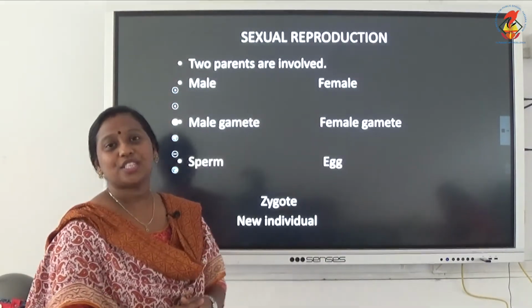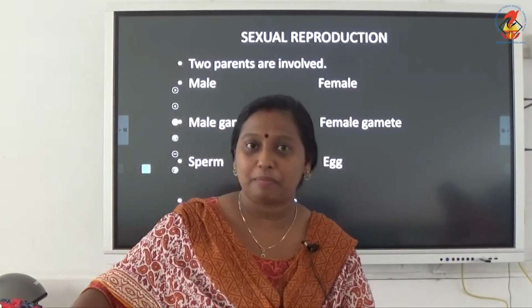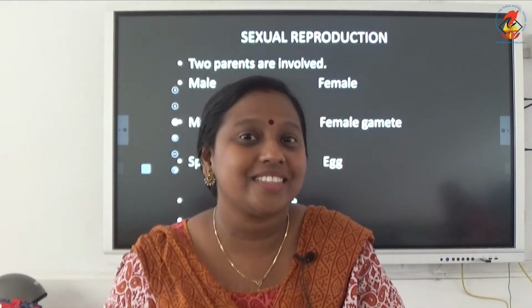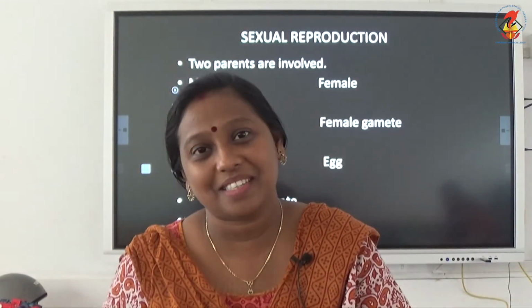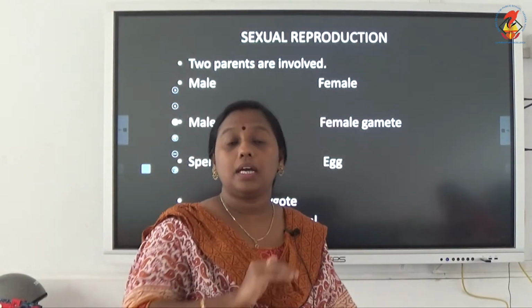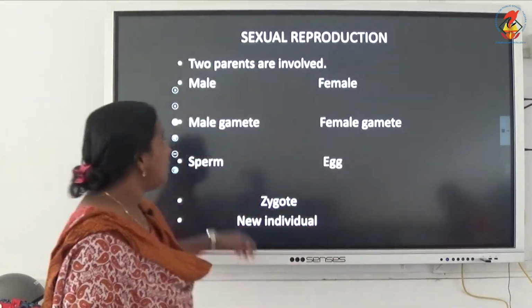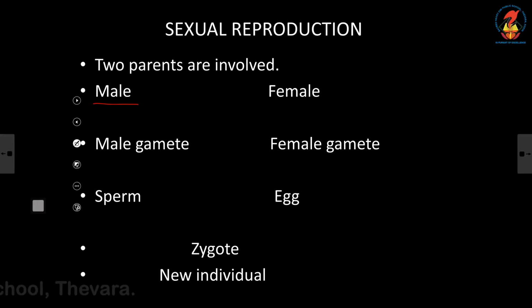Now we are going to study in detail about sexual reproduction. As I told you, how many parents are involved in this process? Yes, two parents. One will be a male parent, the other one will be a female parent. So, one male and one female parent will be involved in the process of sexual reproduction.